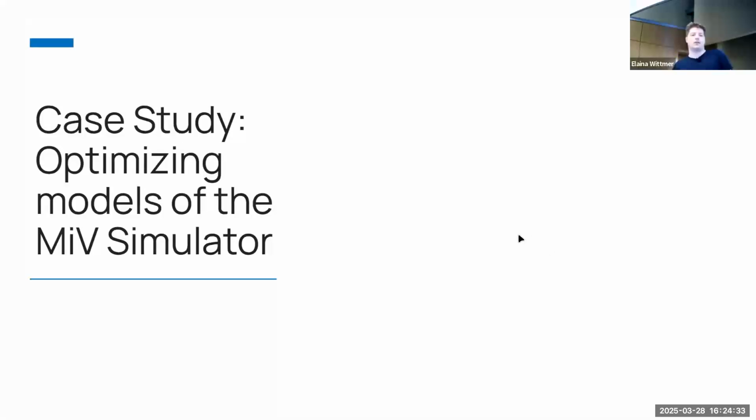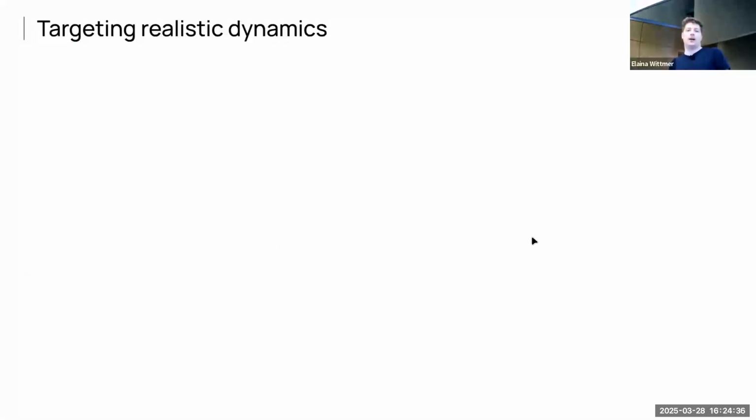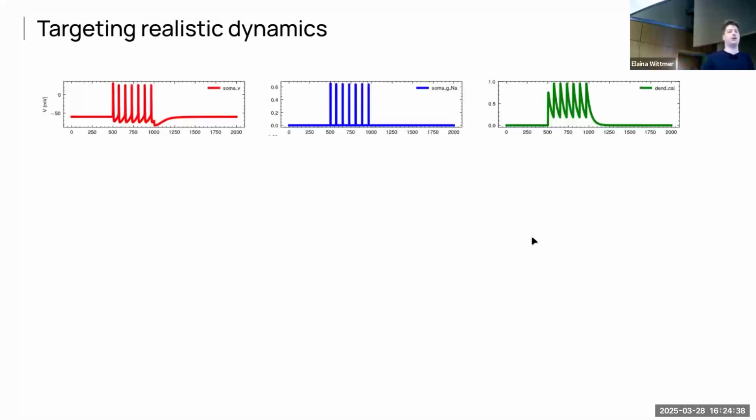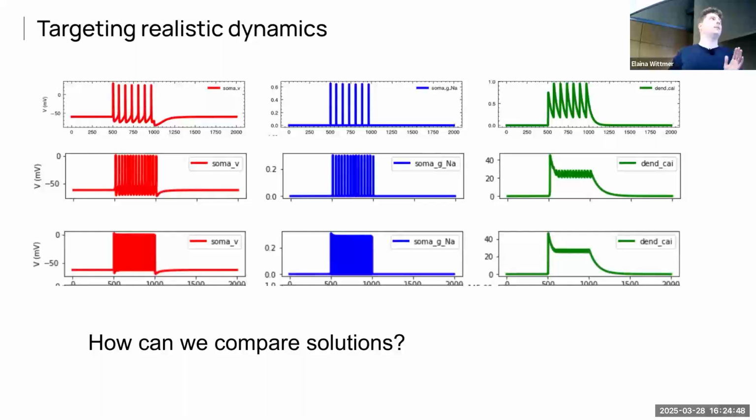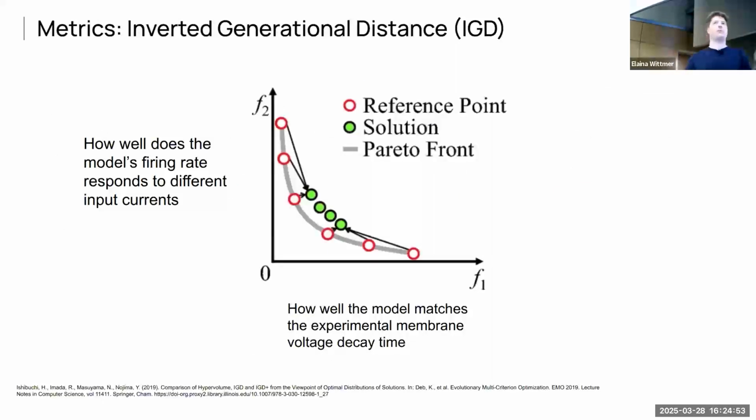OK, so let's look at the actual results. As I said, we want to get to a point where we can find realistic dynamics. And I'm just going to plot some here. The first problem is figuring out how we even know that the solution is good. The reason this is a difficult problem is because in these systems we have multiple objectives that we want to meet. For example, I mentioned the current injection and frequency. So that might be one objective on this axis. But we might have other objectives at the same time. So we maybe want to keep the decay time in a plausible range.